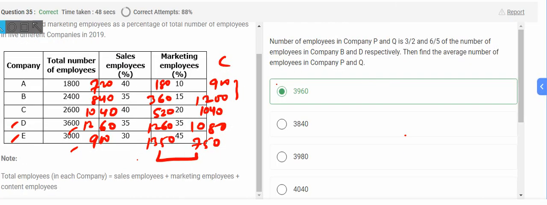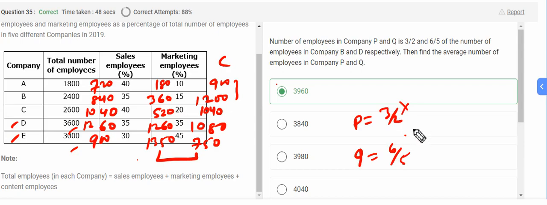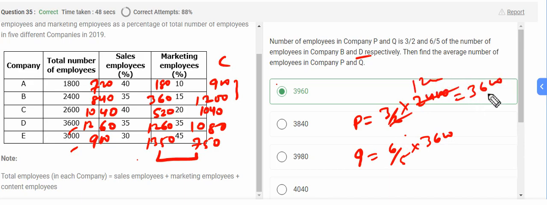Okay, this is the last question of this set. Number of employees in company P and Q is 3 by 2 in P, and in Q we have 6 by 5, of the number of employees in company B and D. So how many employees are in B? So 2400, and in D is 3600. Okay, so if I calculate, it will be 3600 for P, and for Q it will be 4320.